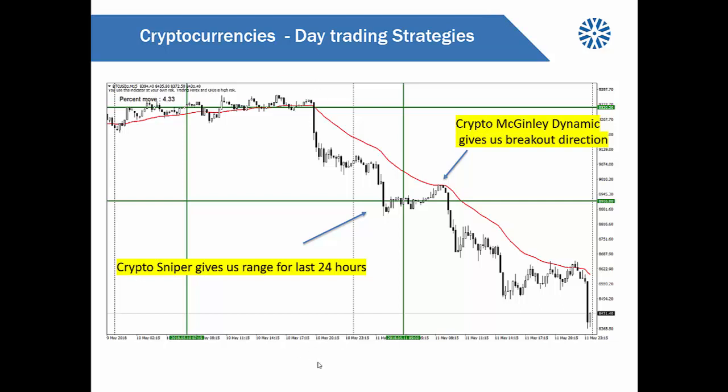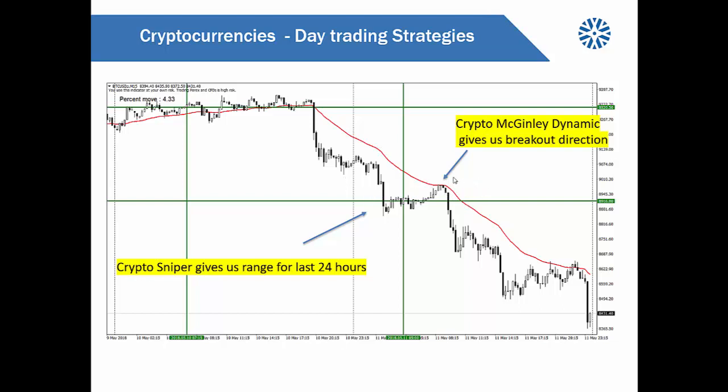So, what we have here was at 7 a.m. in the morning. We have our Crypto Sniper drawing in the range here, and it tells us that we had a strong move the previous day, and you can see it there yourself. And the Crypto McGinley Dynamic Indicator was pointing down and showing us the likely direction of our breakout.